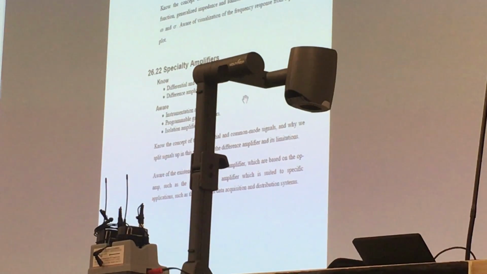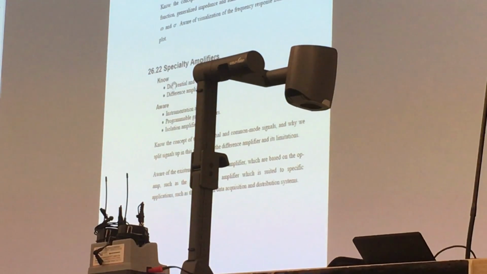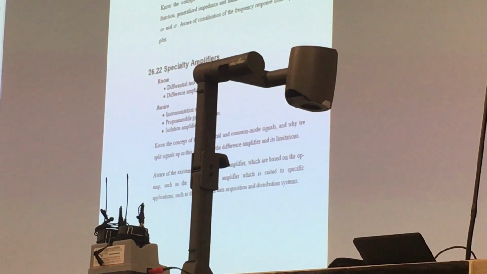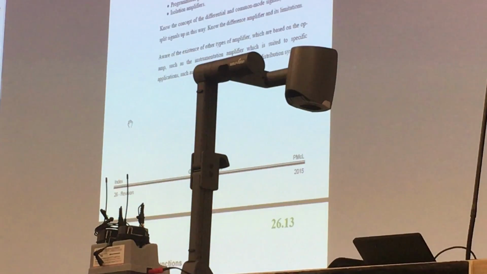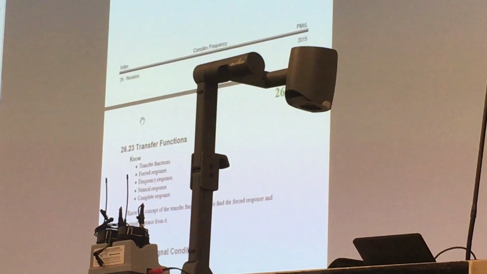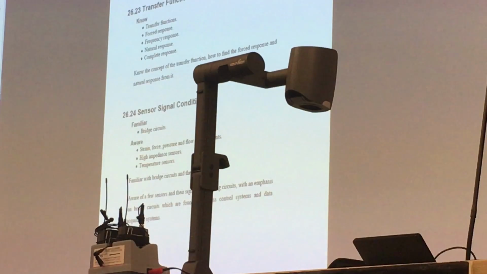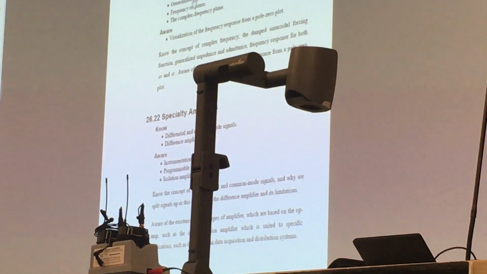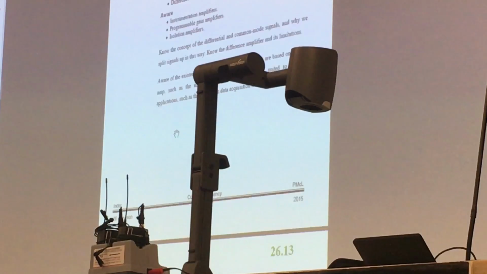So we know how to deal with differential and common mode signals, and later on, towards the end, we'll get bridge circuits. Yeah, we'll talk about it in a moment. So from specialty amplifiers, differential and common mode signals are definitely important. And difference amplifiers, again, it's just application of something that we've done already. We studied earlier in the semester.